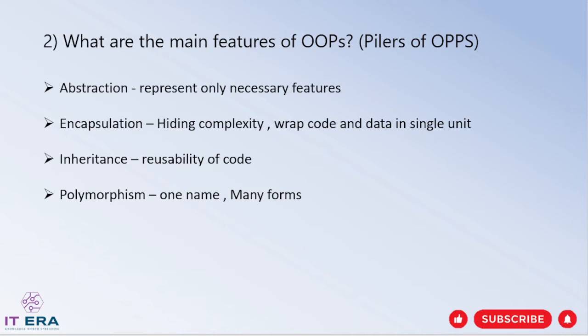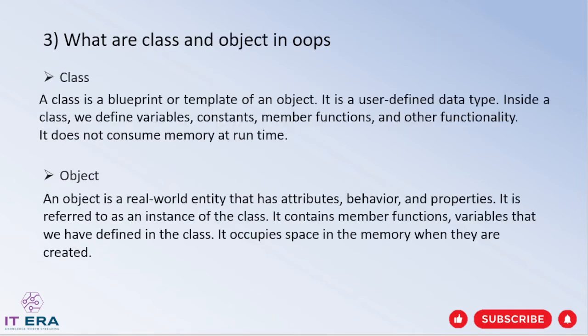Let's move to question number three, that is, what are classes and objects in OOPS? Start with a class. A class is a blueprint or a template of an object. It is a user defined data type. Inside a class, we define variables, constants, member functions, and other functionalities also. It does not consume memory at runtime. Note that classes are not considered as a data structure. It is a logical entity and it is the best example of data binding.